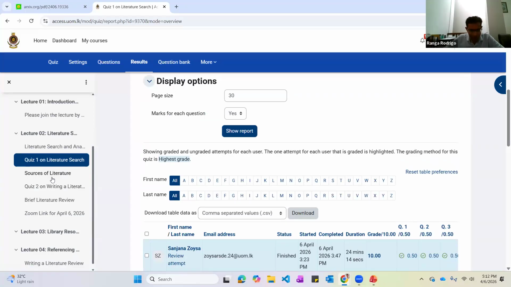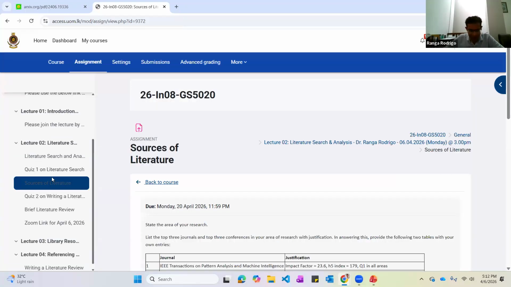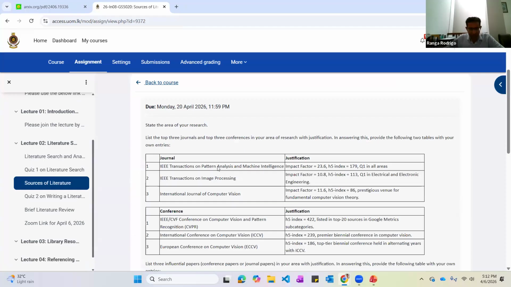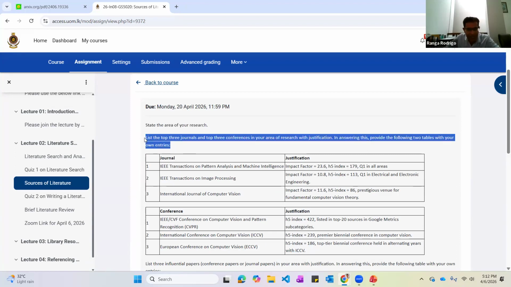This one is called sources of literature. So I'm asking you, state the area of your research. Please write down the area of your research, whether it's computer vision or hydraulics or something like that. List the top 3 journals and top 3 conferences in your area of research with justification. In answering this, provide the following 2 tables with your own entries. If your area does not have conferences, then list 6 journals.